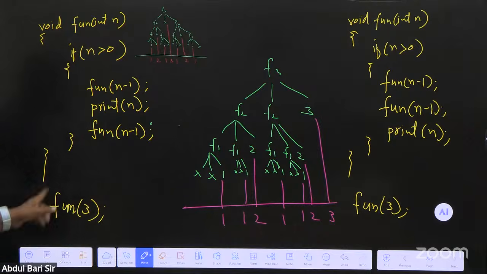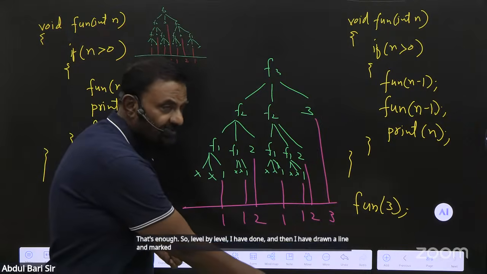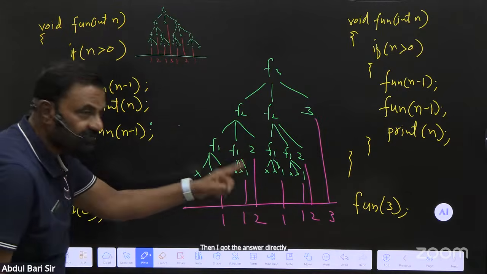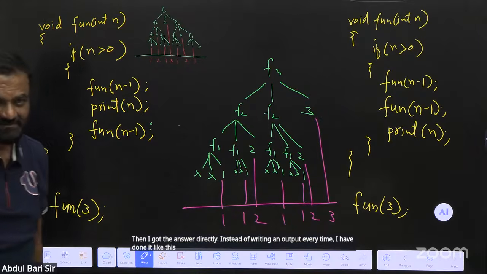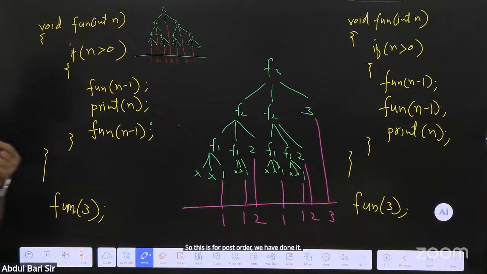That's enough. So level by level I have done, and then I have drawn a line and marked the vertical lines upon it. Then I got the answer directly, instead of writing the output every time. So this is for post order, we have done it. Over.